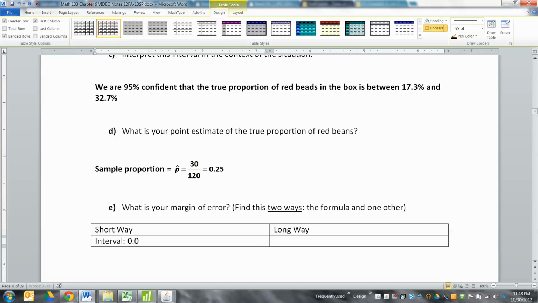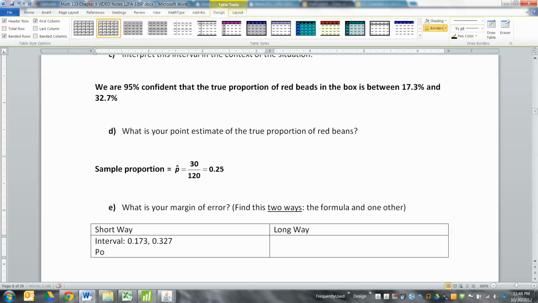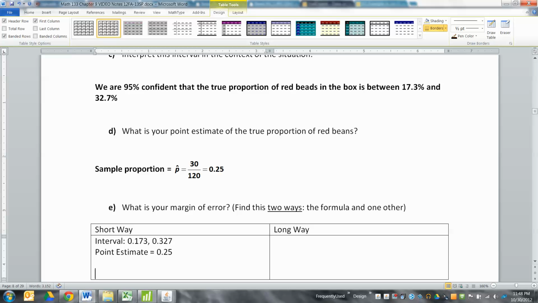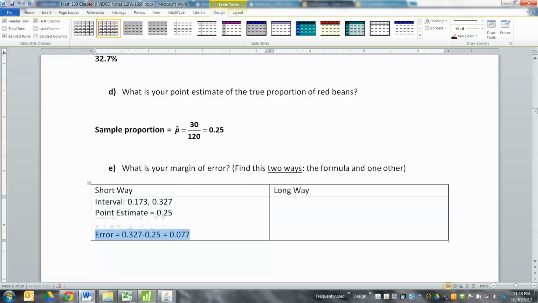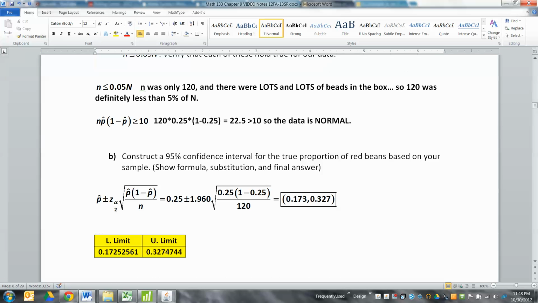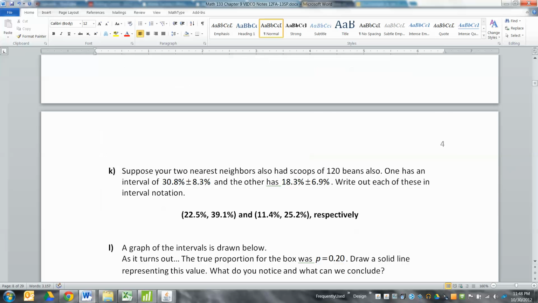Here, let me do it this way. 0.173, comma, 0.327, right? And I know the point estimate, which is the center of the interval, is 0.25. So to find the error, all you have to do is take 0.327 minus 0.25, and you're going to have, lo and behold, 0.077, which is what we said it was way back. Okay, now, why am I doing it that way? Well, don't forget your picture. Let me go back and grab it.